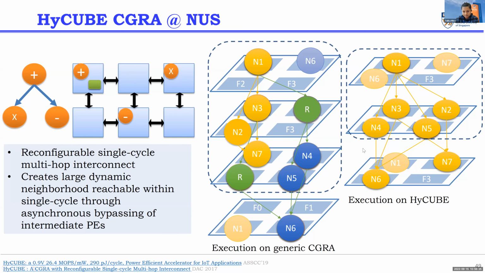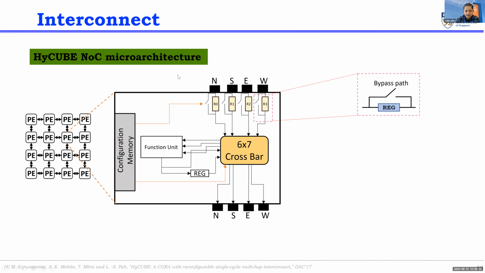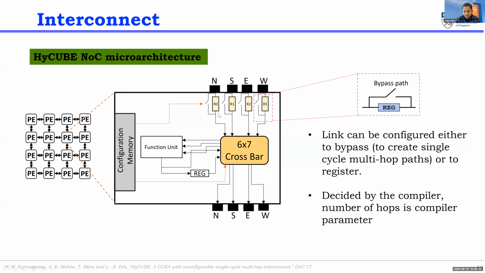But with the dynamic neighborhood created by HyCube, it can be achieved in a single cycle, drastically improving the performance. If you look at the interconnect of HyCube, there is just a bypass path added closer to the incoming ports of the PE, so that the compiler determines whether to bypass or to register the input. This link is configured by the compiler, and the number of hops is also a compiler parameter. In HyCube experiments, a 4-hop path is sufficient for most applications, whereas this type of smart NoC can go up to 13 hops.